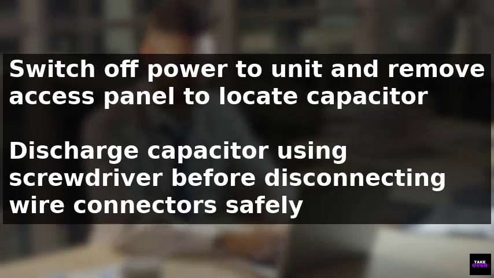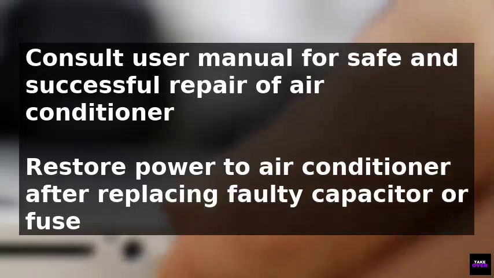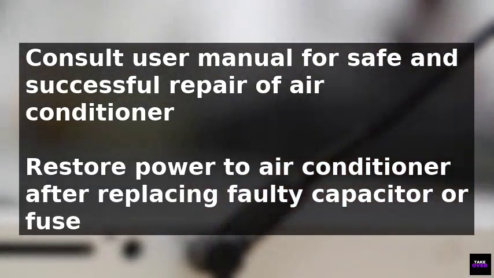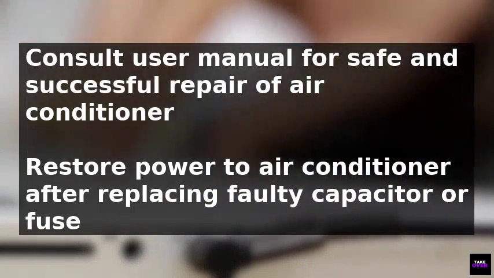Unmount the capacitor by unthreading the screws holding it, and visually inspect it for swelling and leaks. A multimeter can also be used to measure its continuity. If the capacitor is faulty, replace it with a new one. Attach the access panel, and restore power to the air conditioner.